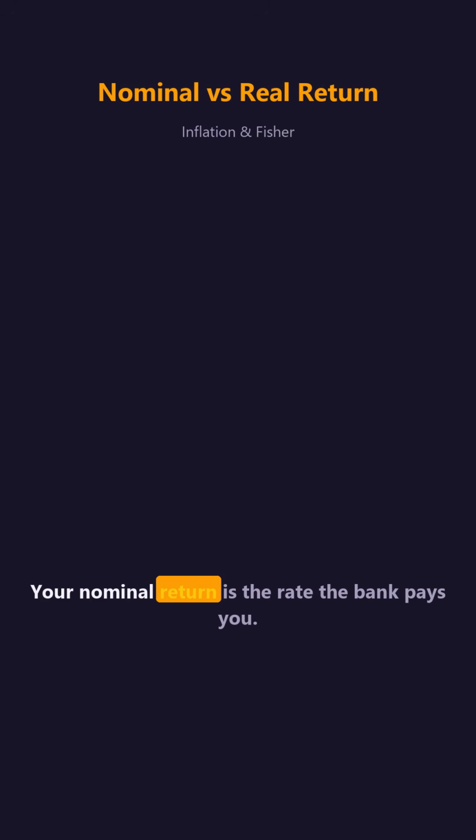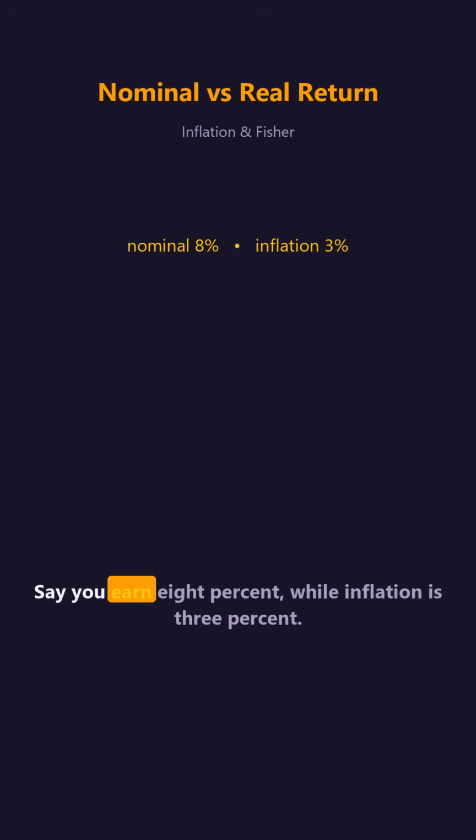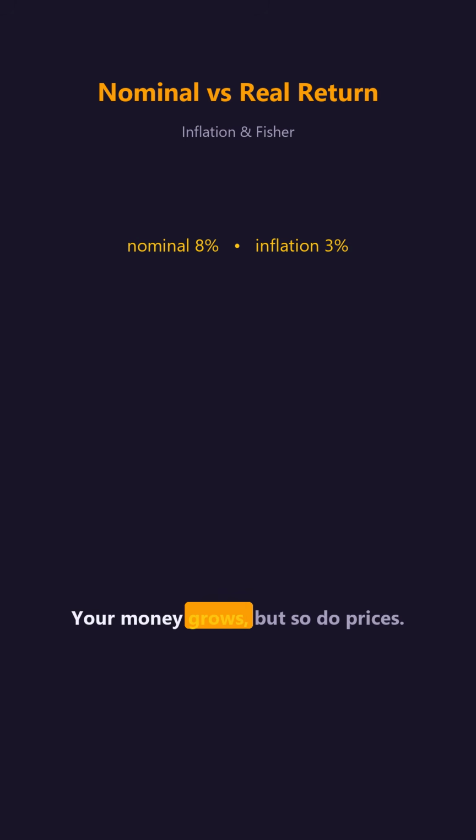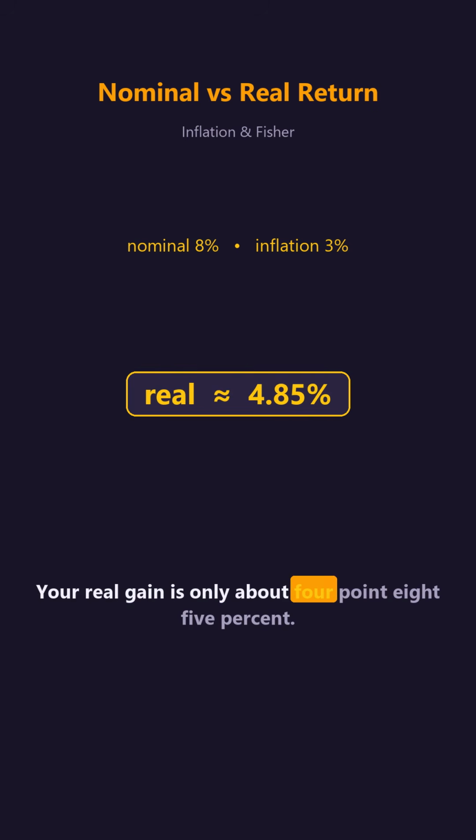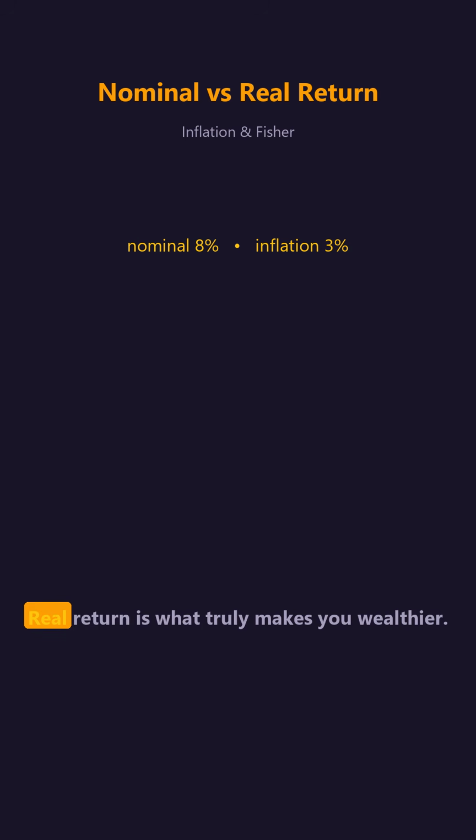Your nominal return is the rate the bank pays you. Your real return is what you gain after inflation. Say you earn 8%, while inflation is 3%. Your money grows, but so do prices. Your real gain is only about 4.85%. Real return is what truly makes you wealthier.